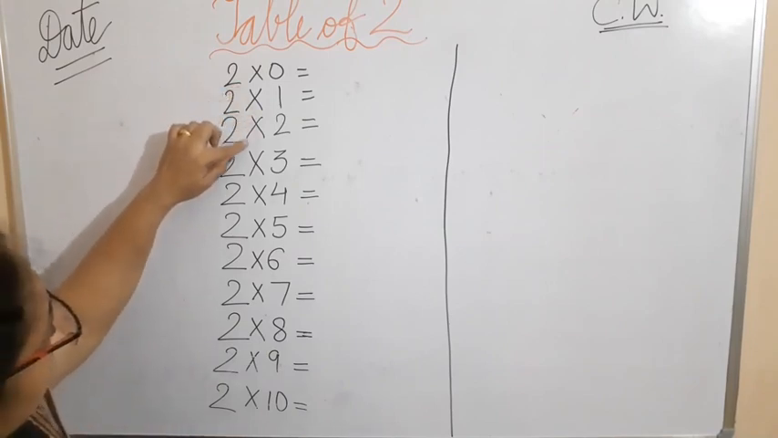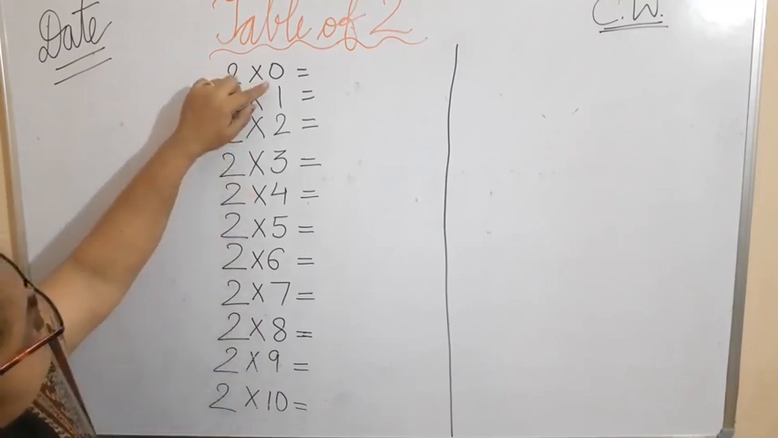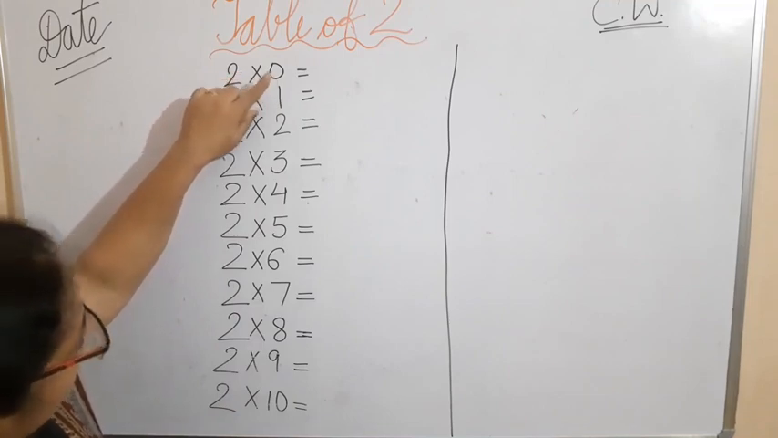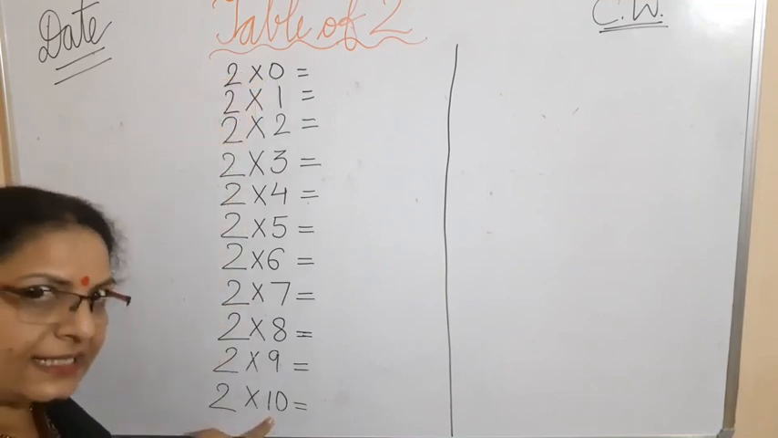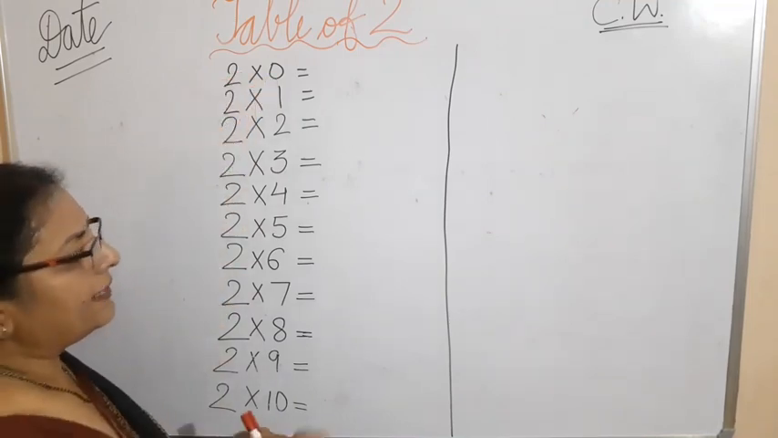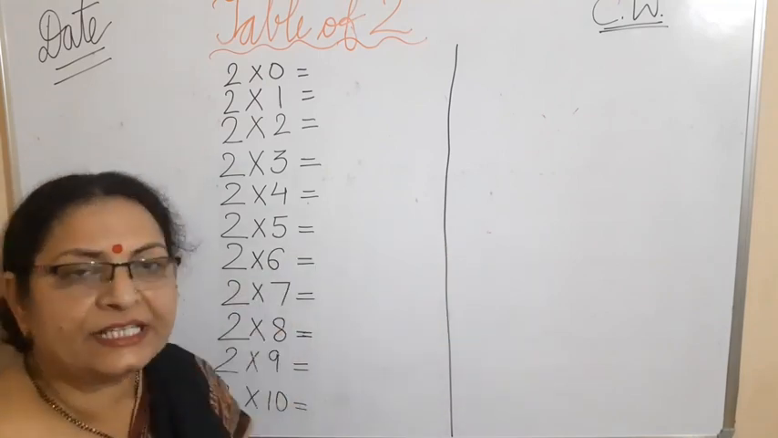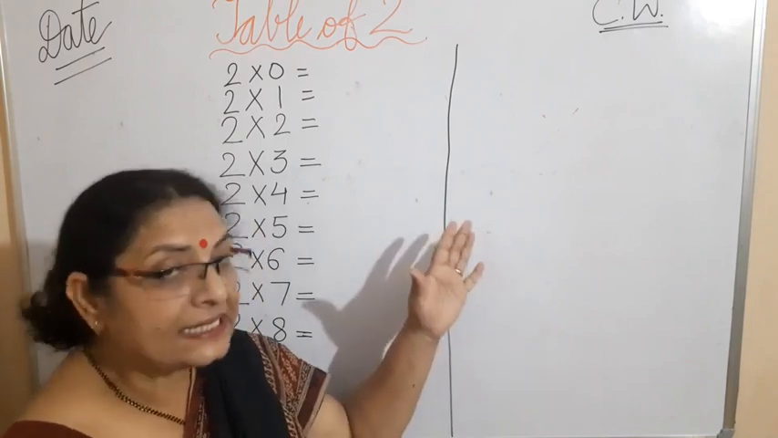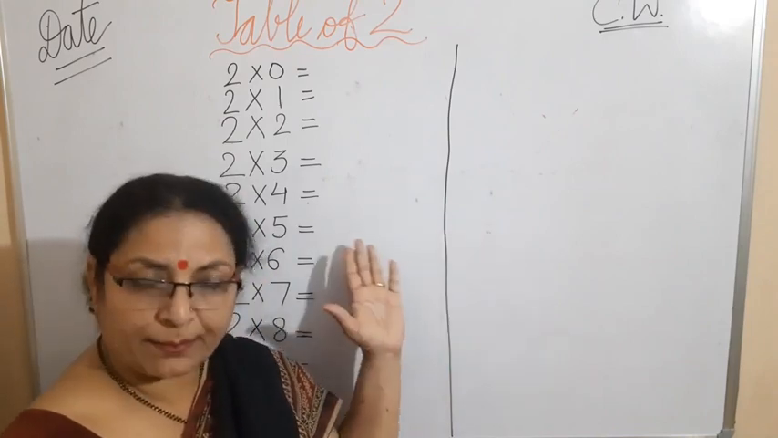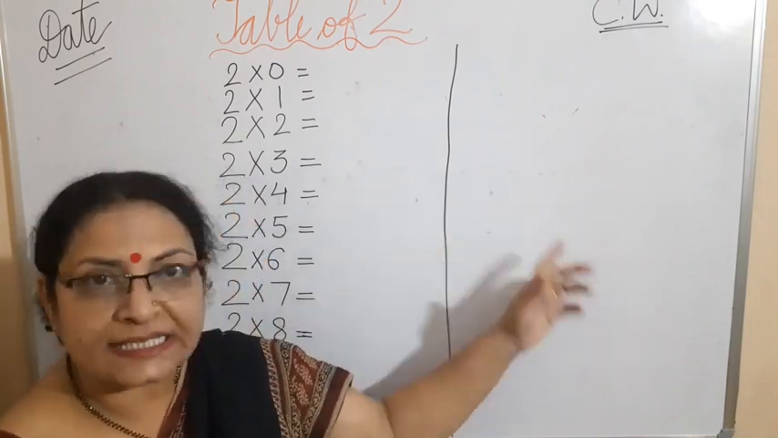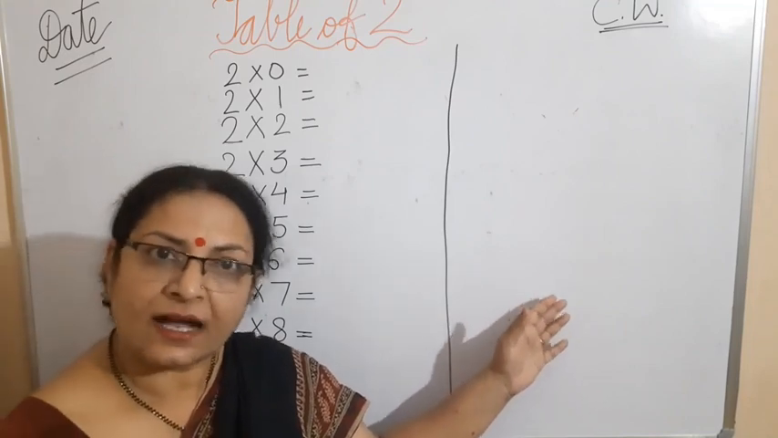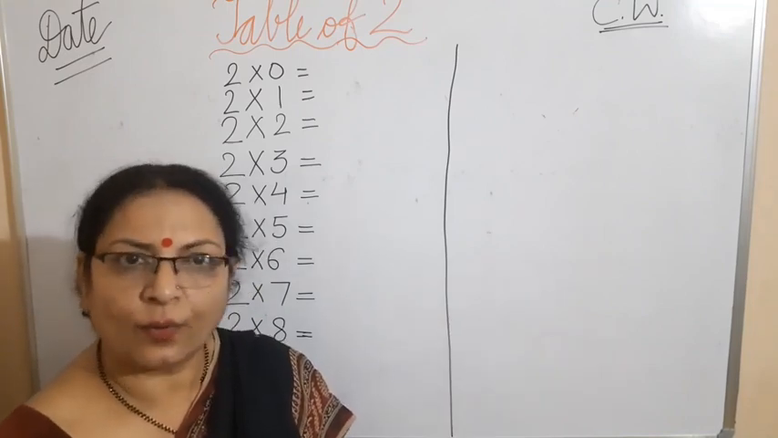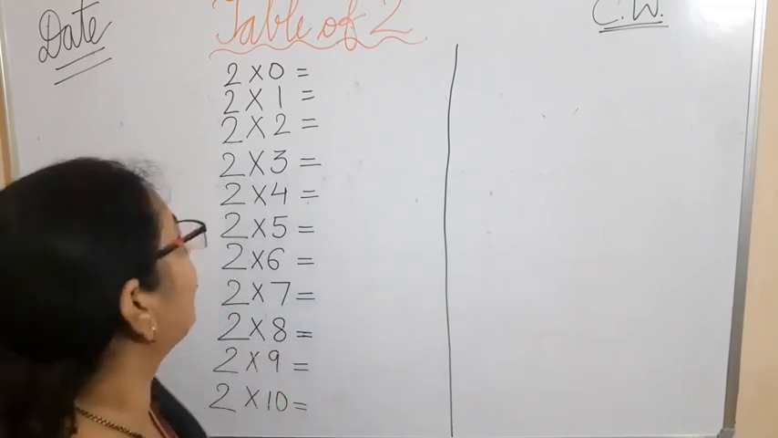Put the multiplication sign, and numbers start from 0 to 10. Is it clear, students? Okay. And side by side, I will teach you how to do it in repeated addition. It's easy for you to learn the table and write, but you consider this side as rough work. Is it clear? Okay. So let's start.